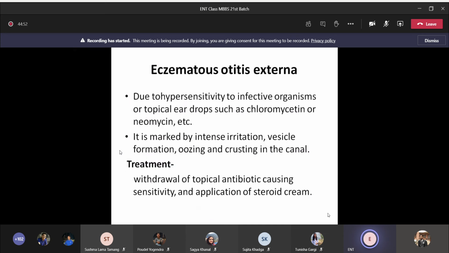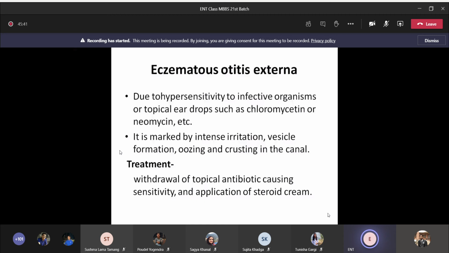Then eczematous otitis externa. It is due to eczema or hypersensitivity to infective organisms or topical ear drops, such as chloromycetin or neomycin. It is marked by intense irritation, vesicle formation, oozing, and crusting in the canal. So some eardrops will not suit some patients, and that indeed will cause otitis externa itself. That is eczematous otitis externa. And the treatment will be withdrawal of topical antibiotic causing sensitivity and application of steroids. Okay, whatever you're giving, you have to stop that and you give steroid cream.